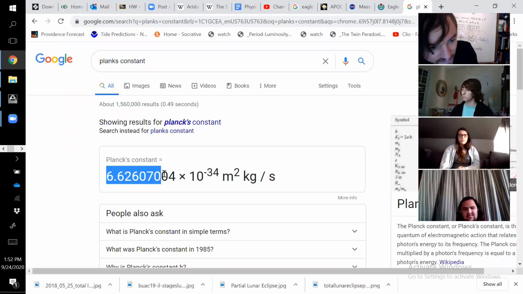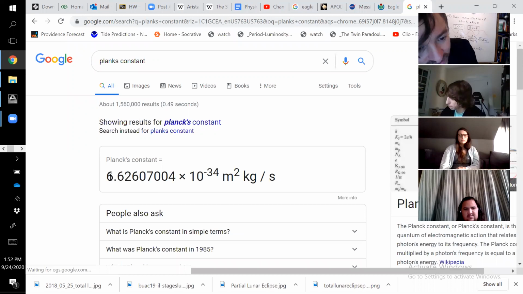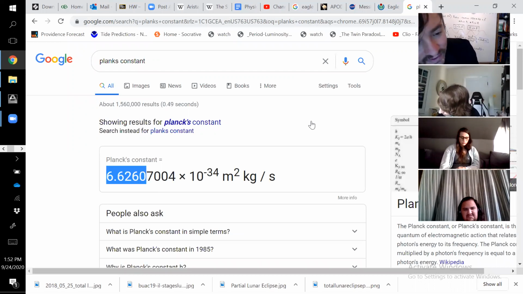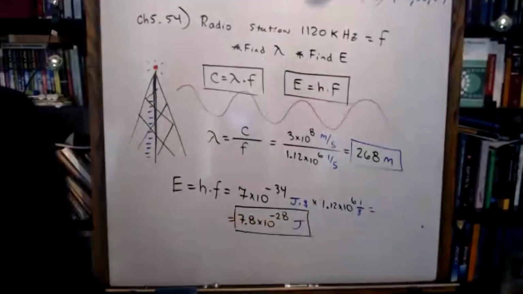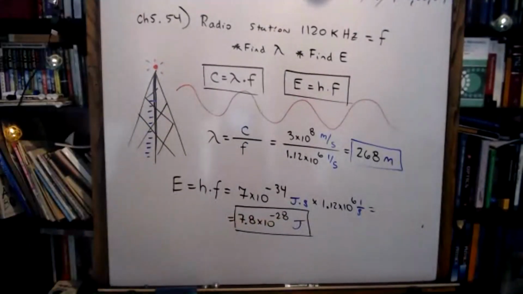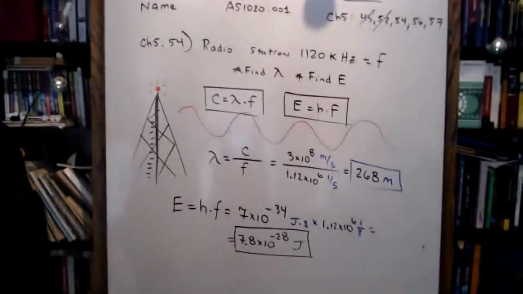Anyways, here's Planck's constant. We could have used all these sig figs. Sometimes I just say 7 because I don't care, you know. Anyways, I kind of broke the rules. I left 2 sig figs in there, but I should have rounded it down to 1. Okay, are we ready to put this problem to bed?